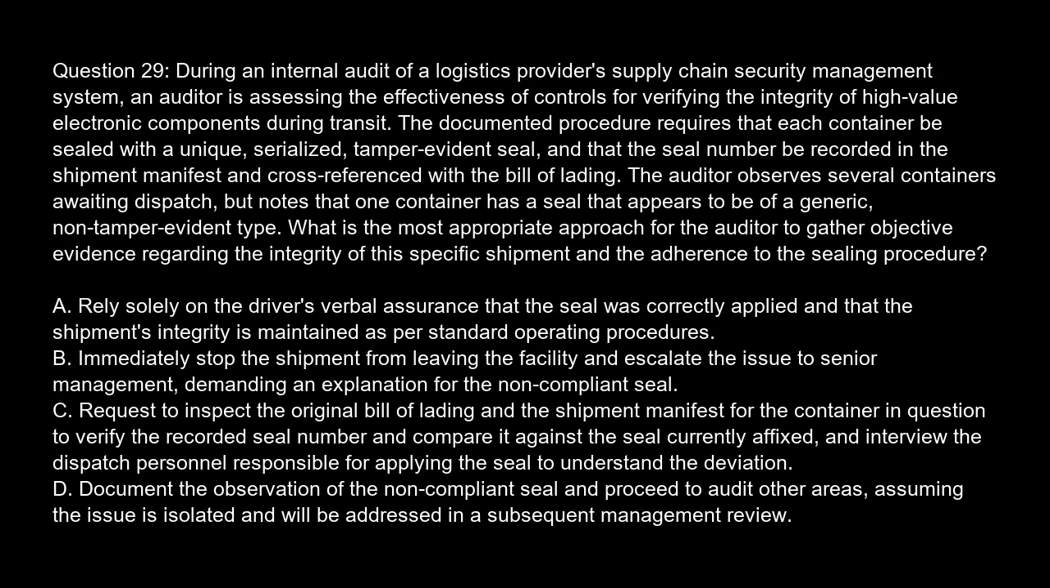Question 29. During an internal audit of a logistics provider's supply chain security management system, an auditor is assessing the effectiveness of controls for verifying the integrity of high-value electronic components during transit. The documented procedure requires that each container be sealed with a unique, serialized, tamper-evident seal, and that the seal number be recorded in the shipment manifest and cross-referenced with the bill of lading. The auditor observes several containers awaiting dispatch, but notes that one container has a seal that appears to be of a generic, non-tamper-evident type. What is the most appropriate approach for the auditor to gather objective evidence regarding the integrity of this specific shipment and the adherence to the sealing procedure?